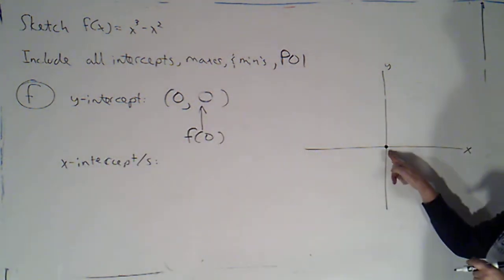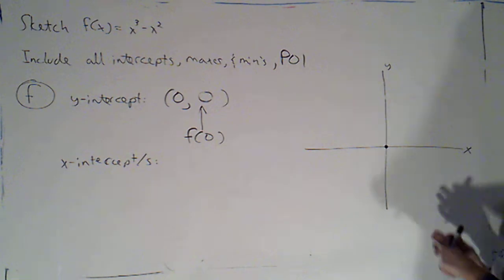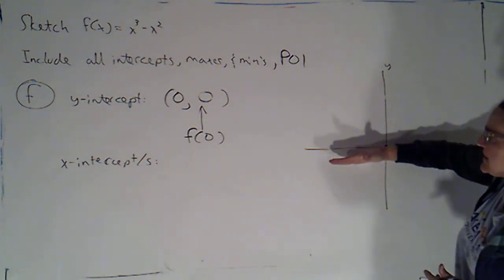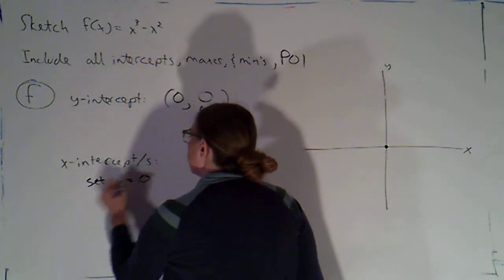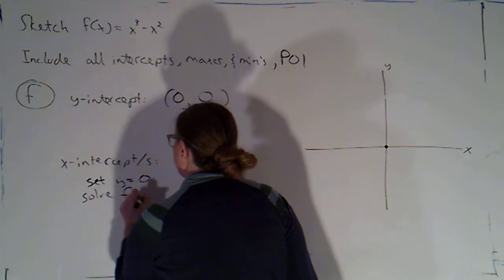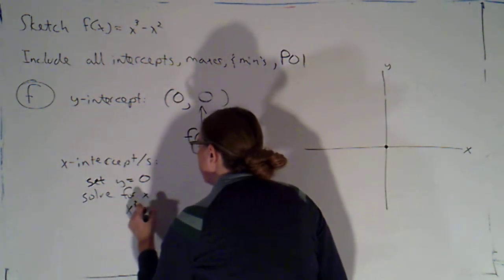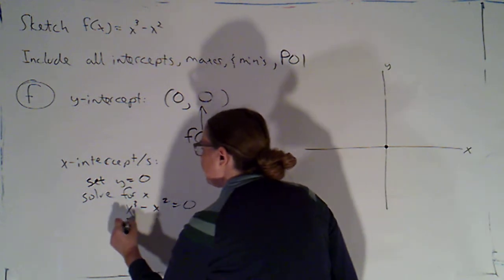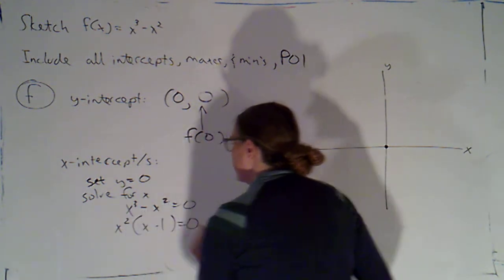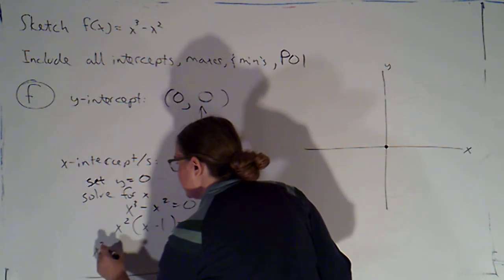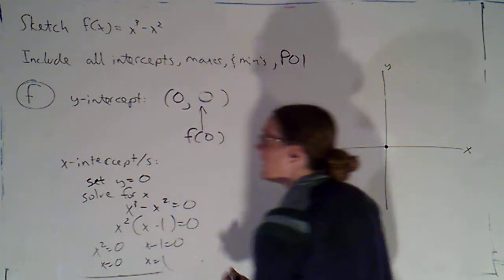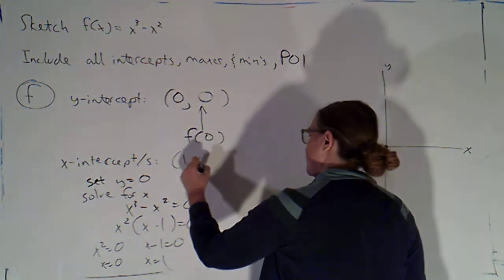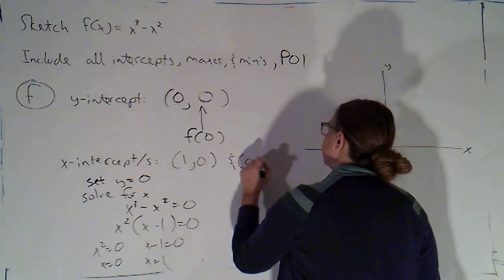If I want to find the x-intercepts, I've already found one of them because the origin is on both the x and the y-axis, but it's possible for a graph to cross the x-axis more than once. If we're on the x-axis, that means our y value is 0. So I'm going to set y equal to 0 and solve for x. So x cubed minus x squared equals 0. I can factor out an x squared. So either x squared is 0, or x minus 1 is 0; x is 0, or x is 1. So the intercepts would be (1, 0) and (0, 0).